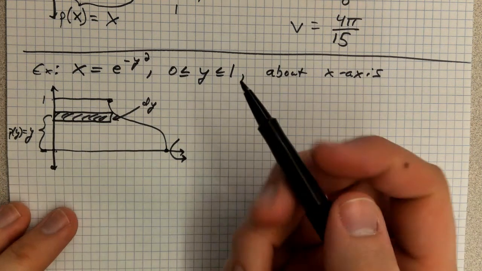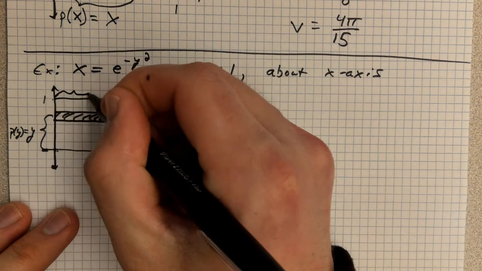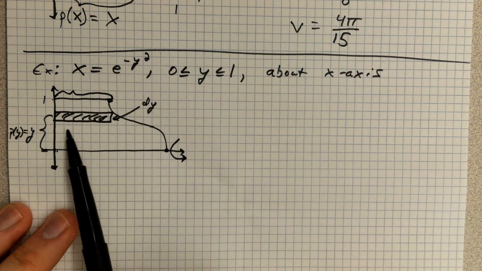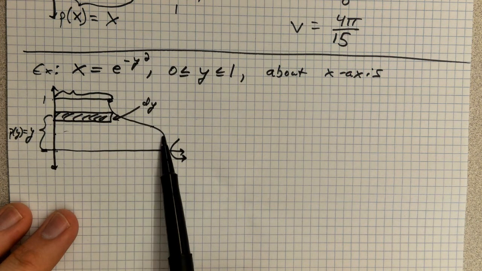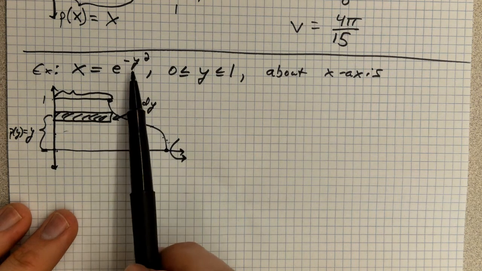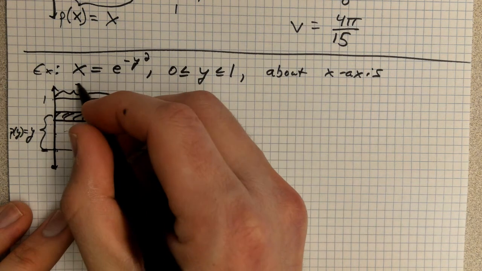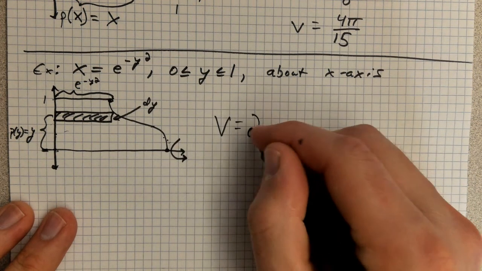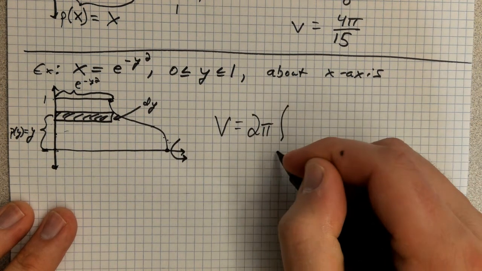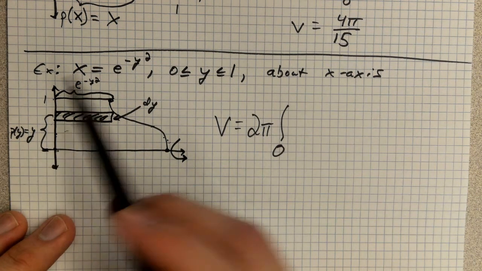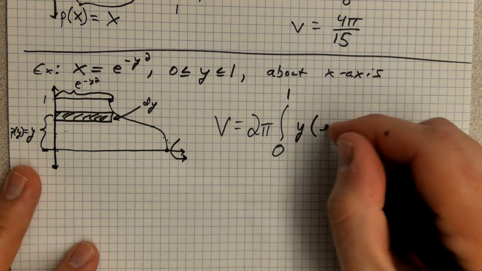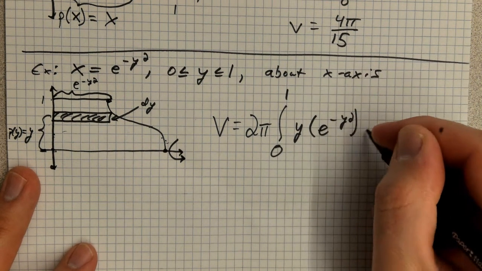Okay, so we've got p, then we just need to figure out what h is. h is, again, the height of the rectangle, so what defines that? If you look here, wherever you draw the rectangle, the height is defined as the distance from the axis to the curve. That curve is e to the negative y squared. So we can set up our formula for volume. It's going to be 2 pi from 0 to 1 along the y-axis, p of y, which is y, times e to the negative y squared dy.